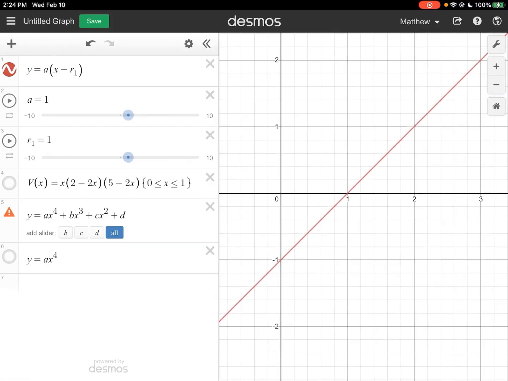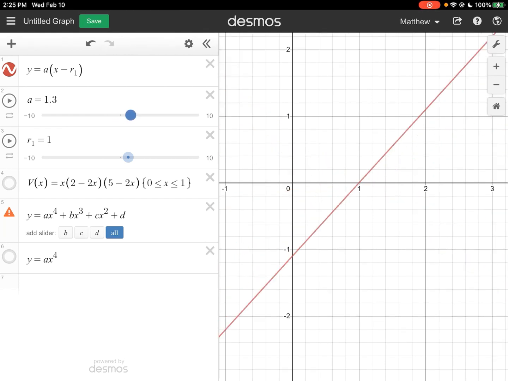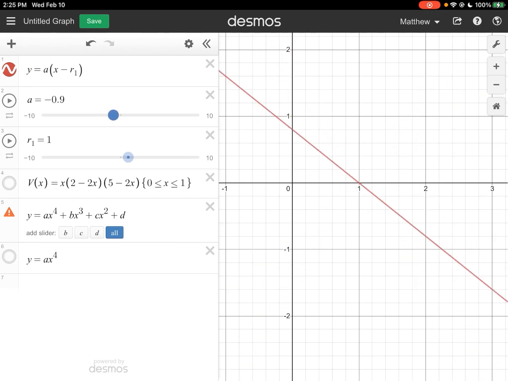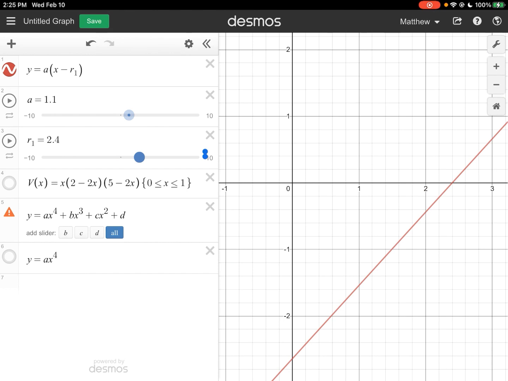Currently we are seeing a graph of a curve, a times x minus r1, where a is 1 and r1 is 1. In other words, we're just seeing a graph of y equals x minus 1. Well, that's a line, slope 1, y-intercept negative 1. If you change a to different numbers, we get different slopes. Notice what is the same, though, as I let a vary, the x-intercept. R1 dictates where that x-intercept is. If I change R1 to 2, then we have an x-intercept at 2.